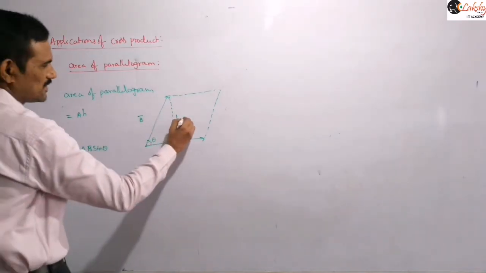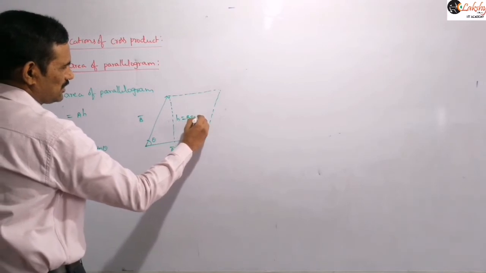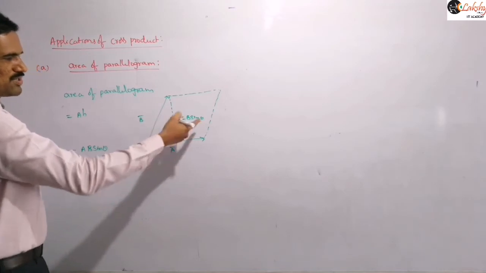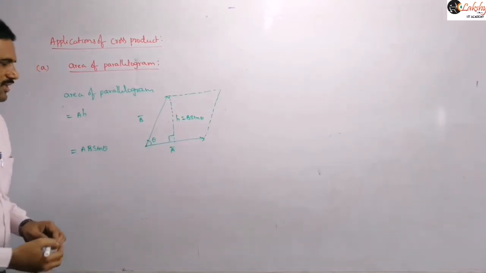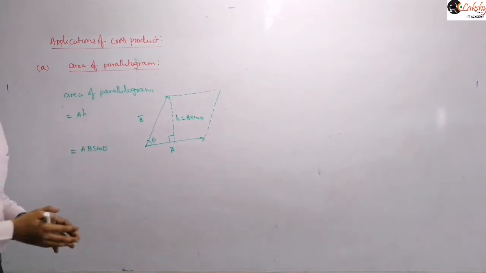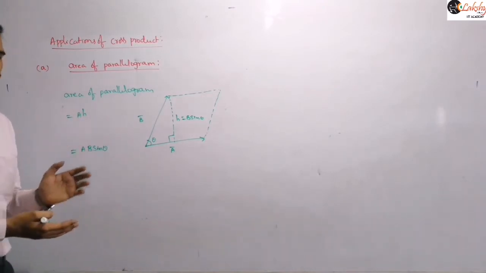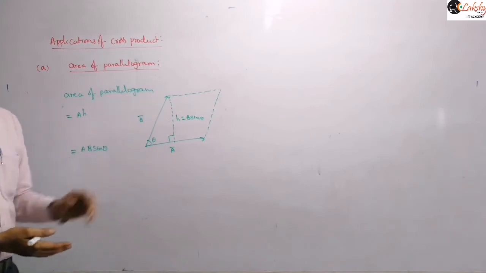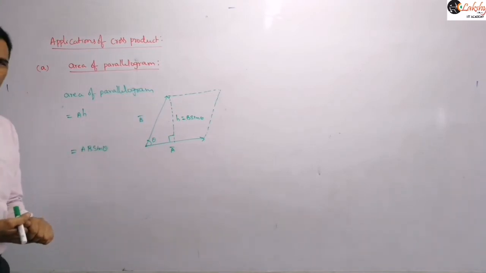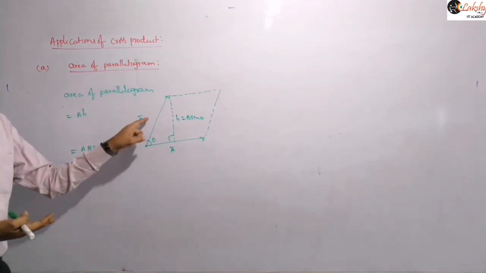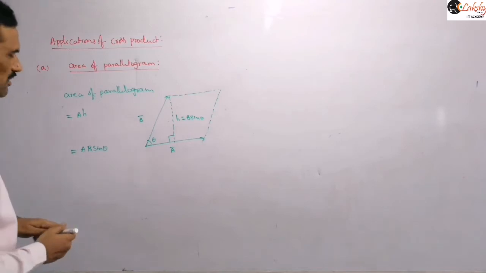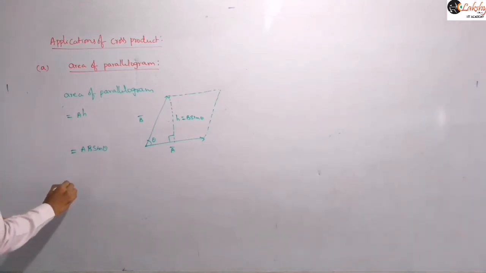So this H value you can write as B sin theta, because by using this right angle triangle, this will be the opposite side, so that value you can write as B sin theta. So according to mathematics, we are getting AB sin theta as the area of this parallelogram. But we know this AB sin theta is nothing but the magnitude of the cross product of these two vectors, if these two vectors are inclined at an angle theta.